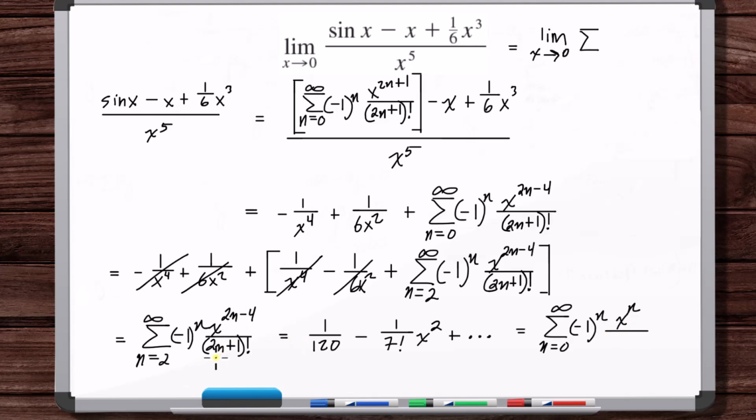Okay, here when n is equal to 2, you've got 5. This is every, it's skipping 2 every time. So when n is equal to 2, you've got 5. When n is equal to 3, you've got 7. When n is equal to 4, you've got 9.